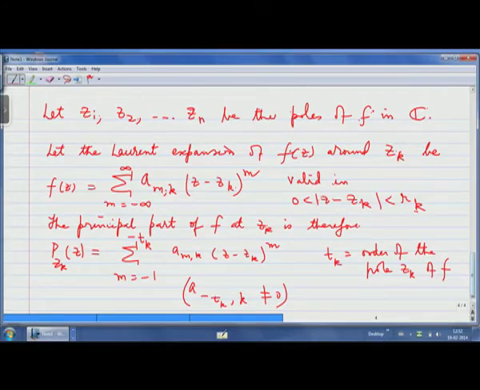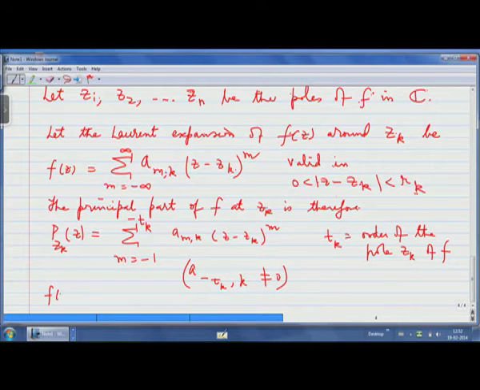You must always remember this: the analytic part of the Laurent expansion is actually the Taylor series of what analytic function? It is the Taylor series of the analytic function given by the original function minus the principal part, okay. So let me write that down, we need to use it: f(z) minus p_zk(z) is analytic at zk, okay.